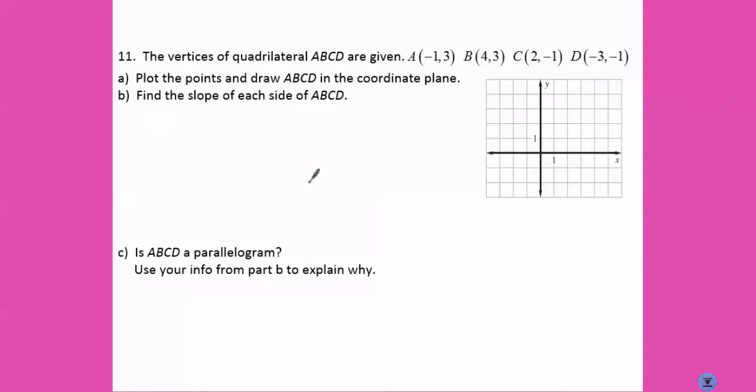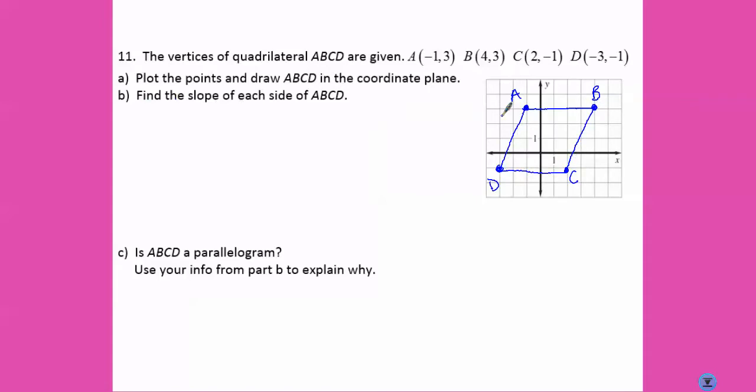Now let's look at one on a coordinate plane. The vertices of quadrilateral ABCD are given, all those points. Plot the points and draw ABCD on the coordinate plane. So A is (-1, 3). B is (4, 3). C is (2, -1). And D is (-3, -1). So it looks like that.